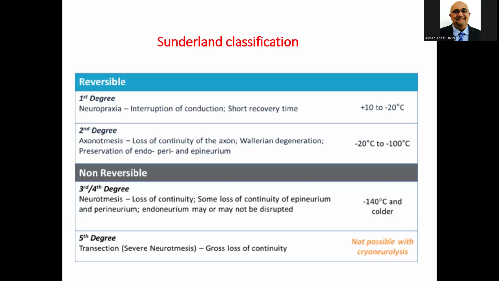The fifth degree cannot be achievable with cryoneurolysis. And this is the nice thing about cryoneurolysis, is that after some time, you probably are going to gain back your motor function if you're working in a mixed nerve. So it's really an alternative to pulse radio frequency. Good alternative.